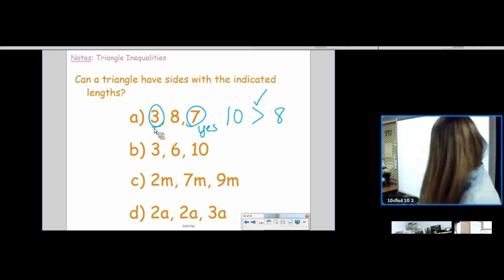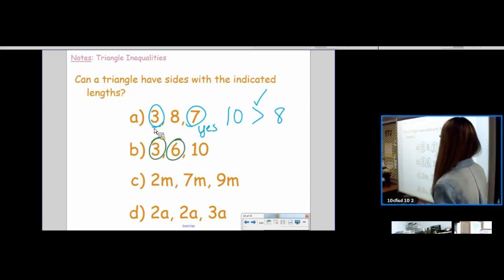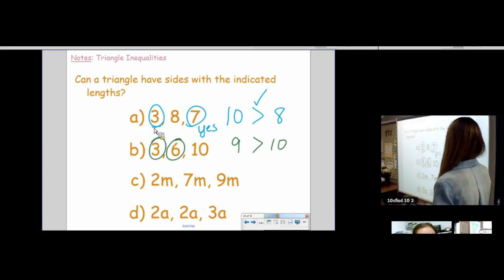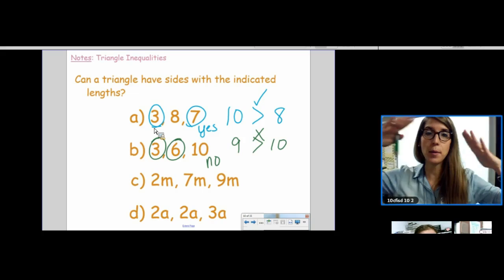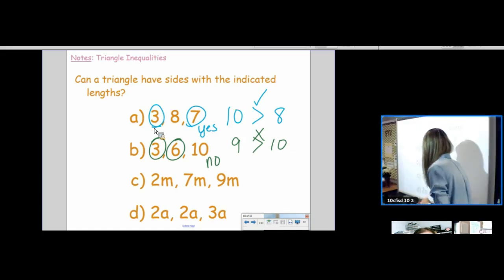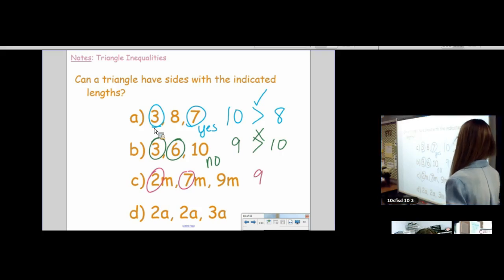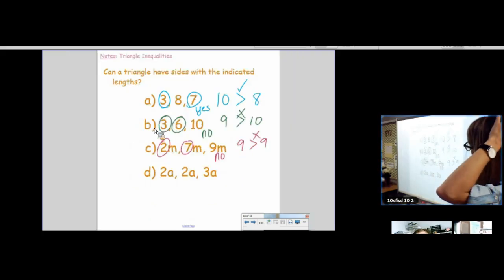Let's try the next one. Smallest two. The sum is 9. Is that greater than 10? So no, this would not form a triangle. The 3 wouldn't be able to reach the 6 because they have to stretch across 10, and 9 can't stretch across 10. All right, next one. 2 and 7 is 9. Is 9 greater than 9? No, it is not. So 2 no's in a row. That would not form a triangle.